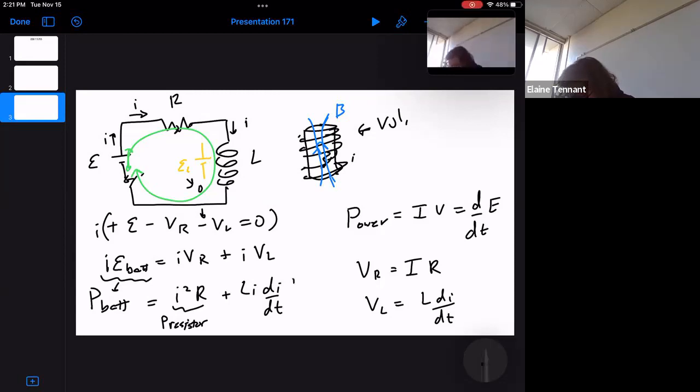Now this last term is the one that's kind of interesting to us. Because the battery is putting energy into the circuit. And when it puts energy into the circuit, the energy can go one of two places. It can be dissipated by my resistor, or it can be used by my inductor to make a magnetic field. So if I want to talk about how much energy goes into making a magnetic field, I talk about how much power that inductor is eating up. Does that sound reasonable? Okay, cool.